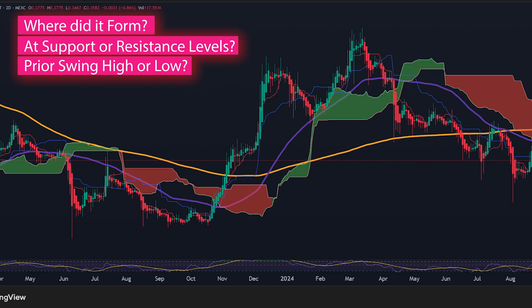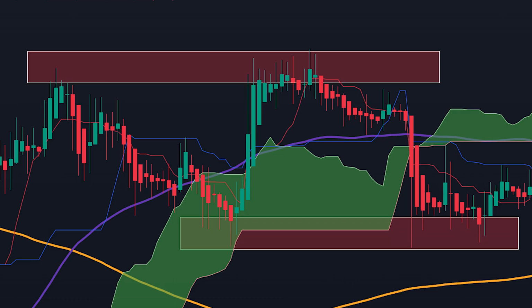1. Where did this candle form? Is it at a major support or resistance level? Is it at a range boundary? Is it at a prior swing high or swing low? Or is it just in the middle of nowhere?